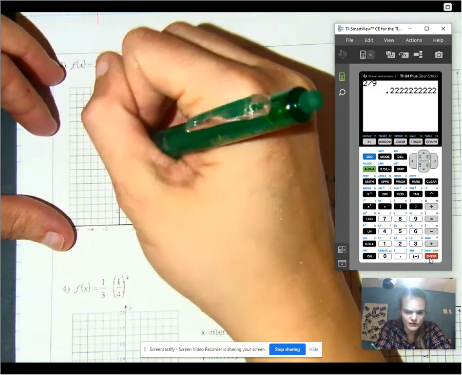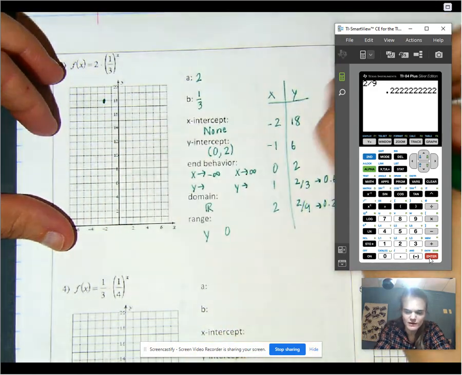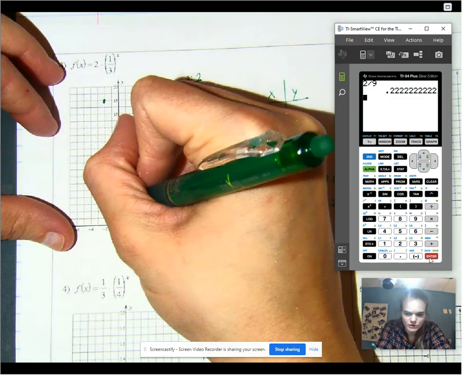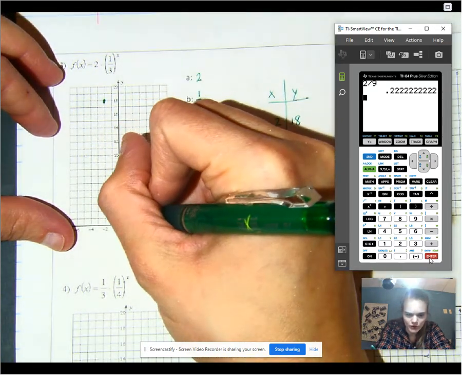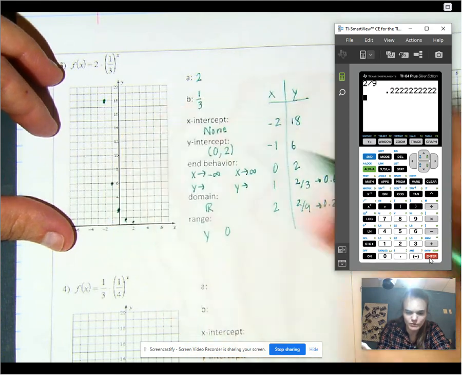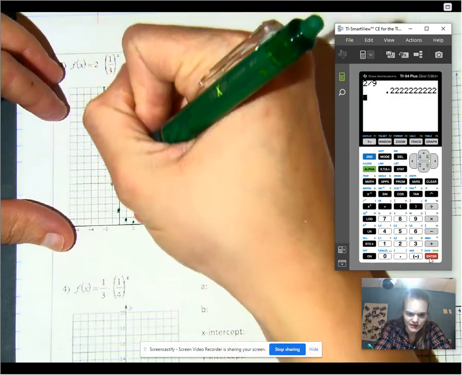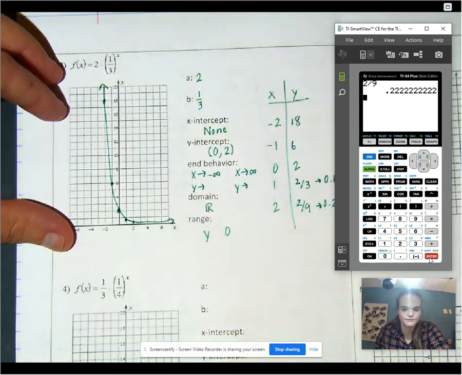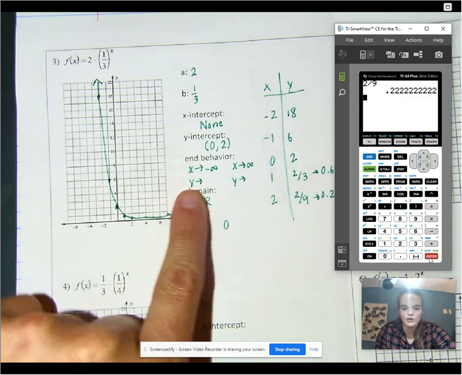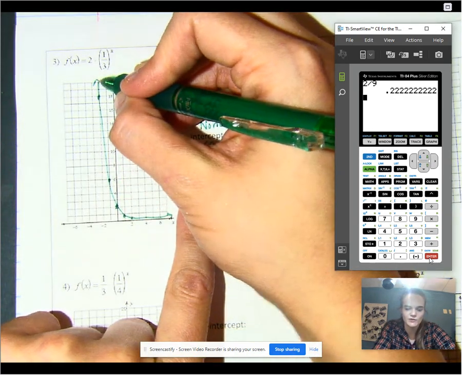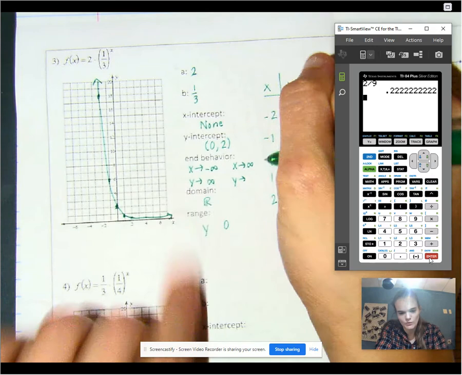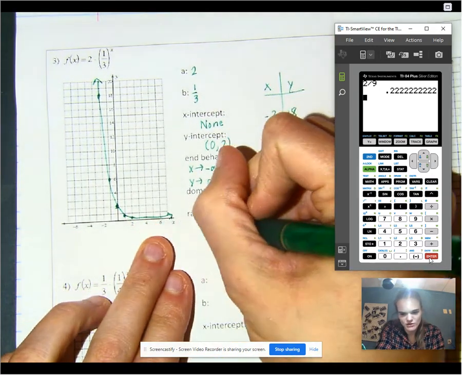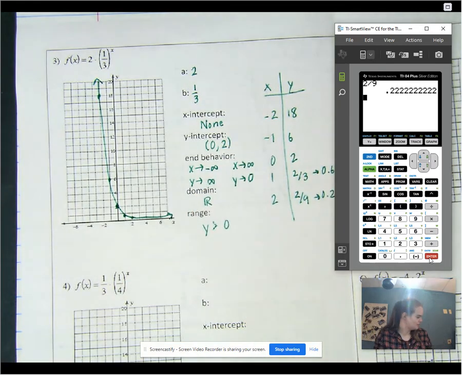That's fine. Negative 2, 18. Negative 1, 6. This one drops pretty quick. 0, 2. 1, 2/3. 2, 0.22. Just kind of guessing where the 2/3 and the 0.22 go. Okay. In behavior, when x goes towards negative infinity, y goes towards infinity. When x goes towards positive infinity, y goes towards 0. The range is y is greater than 0.